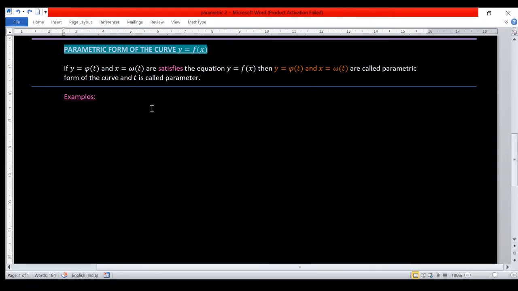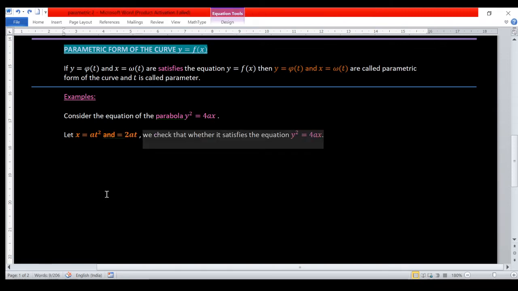So we'll go through an example to understand this concept. Suppose consider the equation of parabola y square is equal to 4ax. This is a well-known equation, correct? So here I'll take x is equal to at square, y is equal to 2at. So see, x depends on t, y depends on t. So there are three variables now: x, y, t. Of course, a is a fixed constant actually, that is not a variable. So x and y are functions of t.